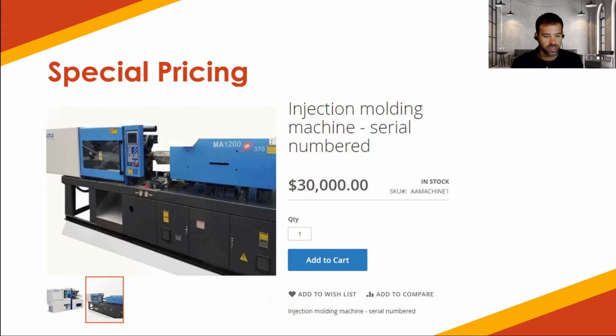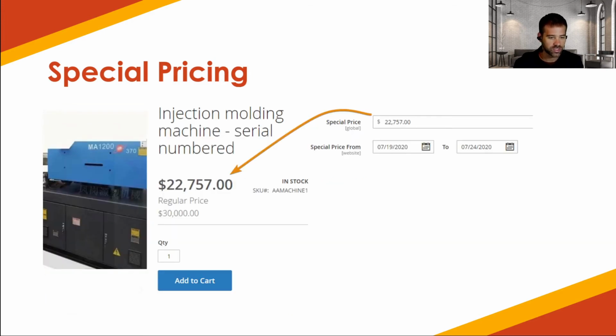So what that might look like in the real world, you might see this injection molding machine for sale for $30,000. That's the regular price. Once the sale is enacted, or the sales price is enacted, you would see it marked down like this to $22,757. Regular price is $30,000, and that's going to pull from that Magento data, which is originally sourced in Acumatica.